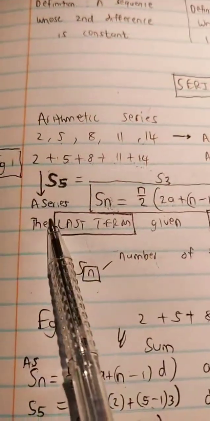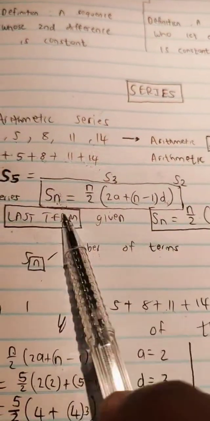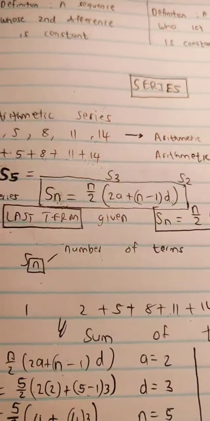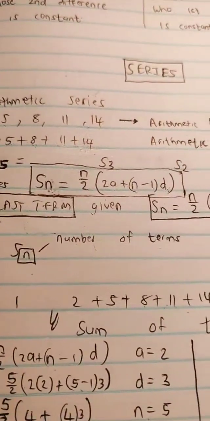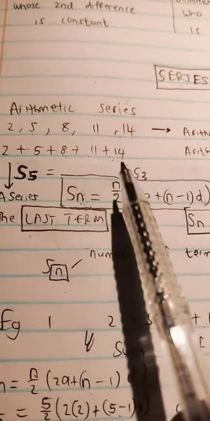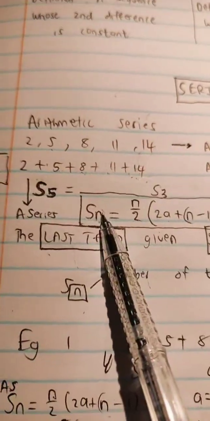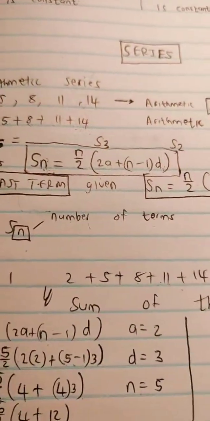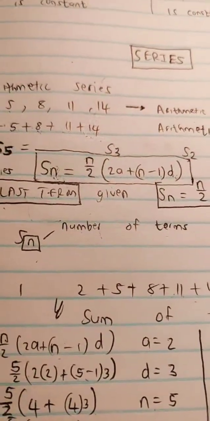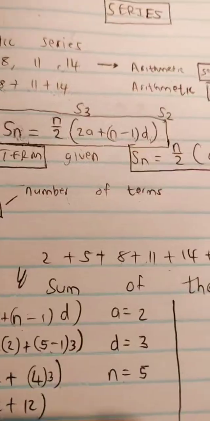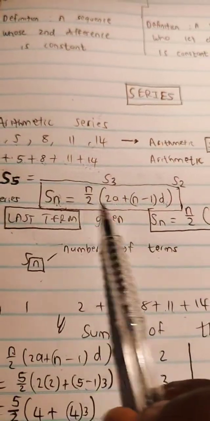Then I said that for an arithmetic series we use a formula to find the sum of the first n terms. This n means the number of terms that we want to add. All right? So the formulas are there.